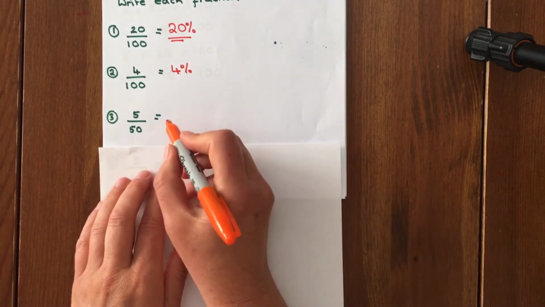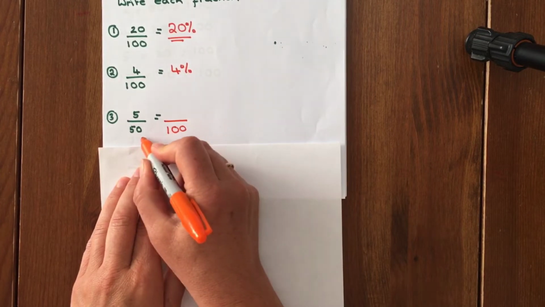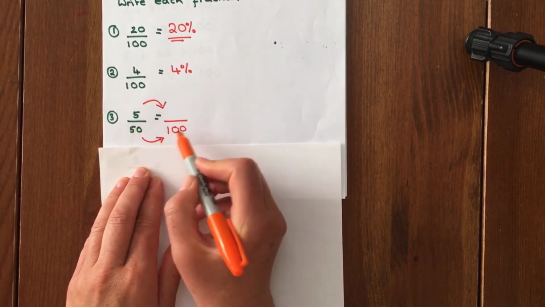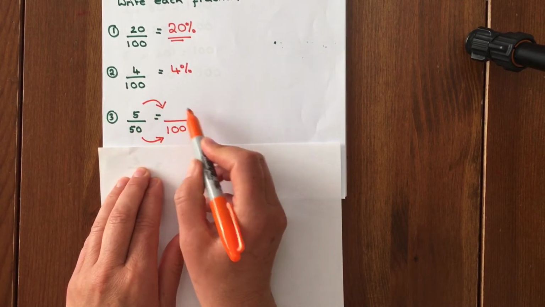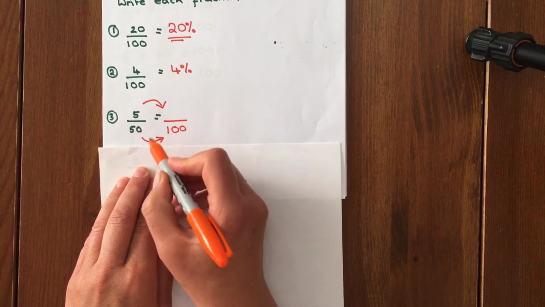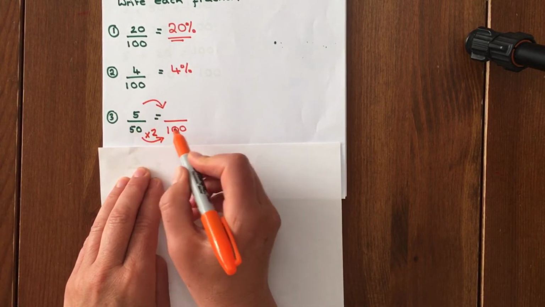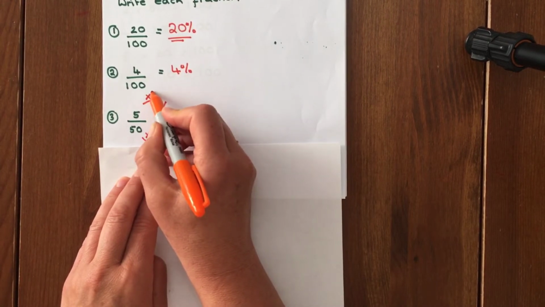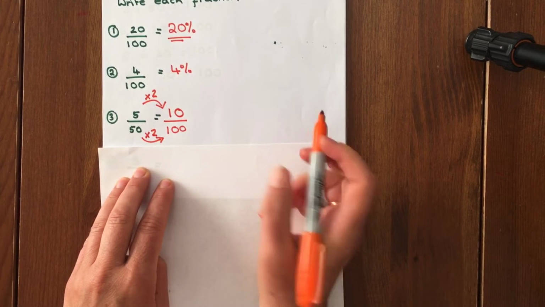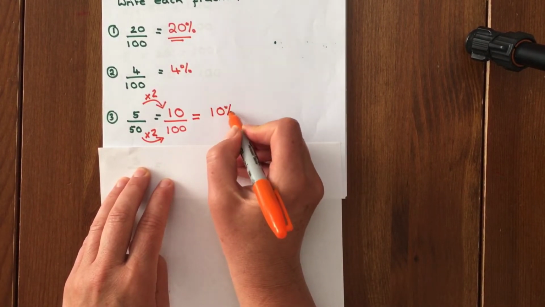Now, this one is out of 50, okay? So, because it's not out of 100, we can't change it straight to a percentage. We have to, first of all, change this fraction to an equivalent fraction out of 100. So we know for equivalent fractions, whatever we multiply the bottom by, 50 times 2 is 100, we have to times the top by. 5 times 2 is 10. So 10 out of 100 is the same as 10%.